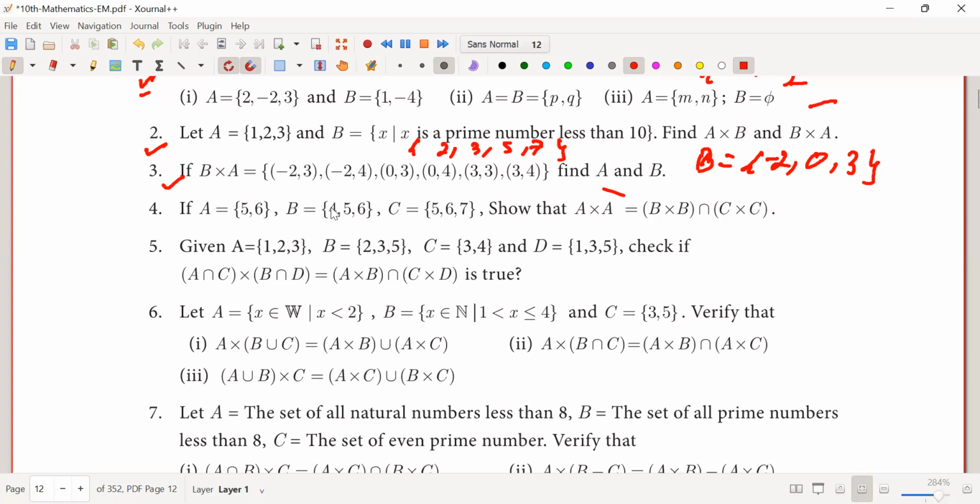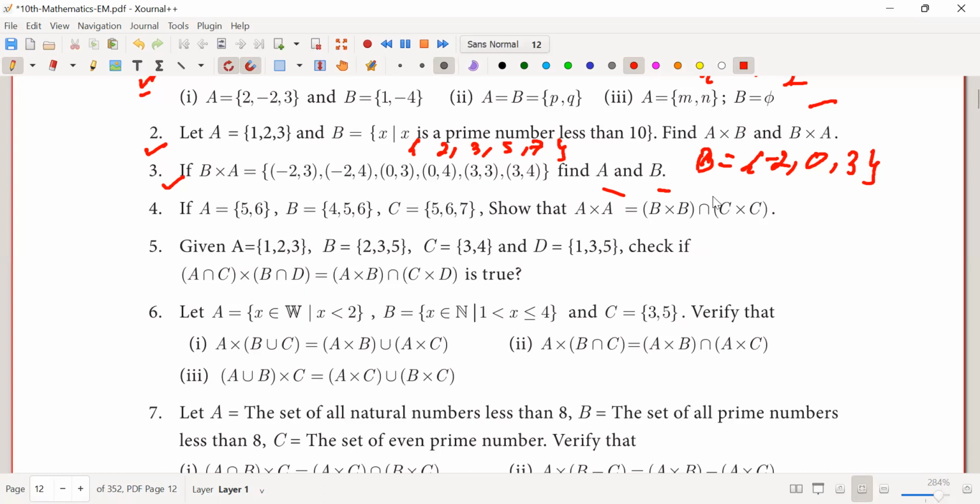They are given A, B, and C, well and good. Show that A cross A equal to B cross B intersection C cross C. So we have to first get A cross A: 5, 6, 5, 6, so (5,5), (5,6), (6,5), (6,6). Put B cross B: (4,4), (4,5), (4,6), (5,4), (5,5), (5,6), (6,4), (6,5), (6,6). And C cross C. After that, we have to put the intersection of both these, and we have to show that both are the same.